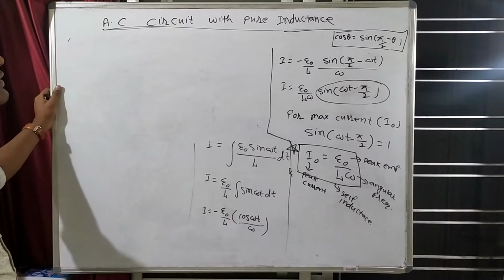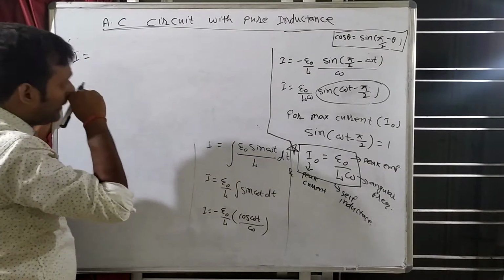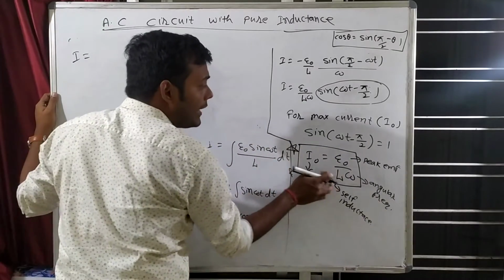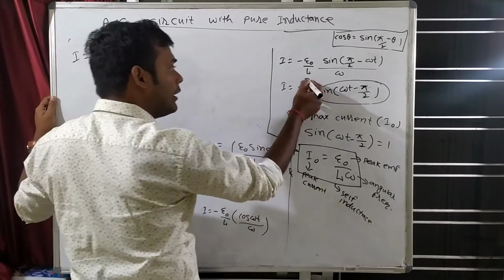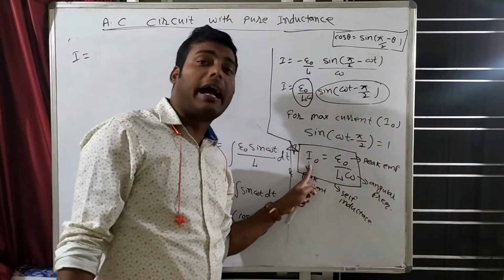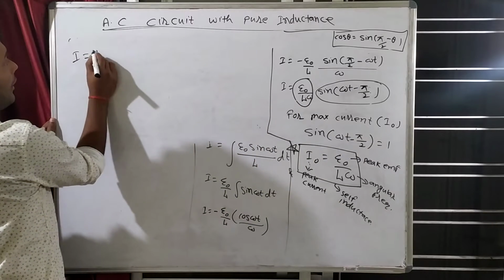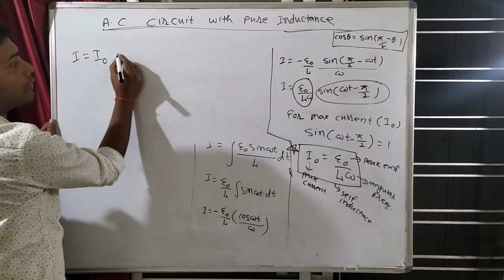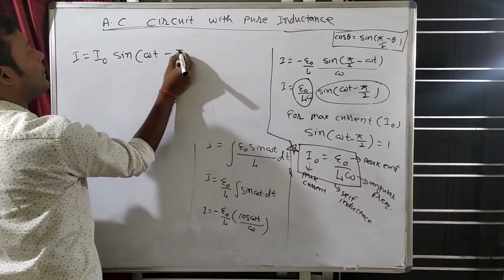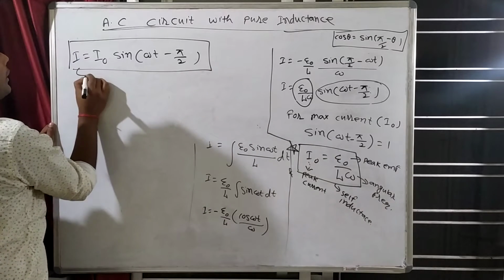What will be the equation of current? E naught by L omega is also known as I naught, that is the maximum current. So in the place of E naught by L omega, I will add I naught. So I naught sin(omega t minus pi by 2). This is the equation of current.